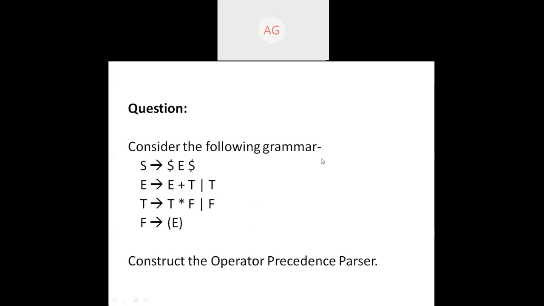You need to first find the leading and trailing symbols of the non-terminals, and after that you will construct the operator precedence parsing table. Such types of questions basically come in your exam, and they are of 8 to 10 marks.